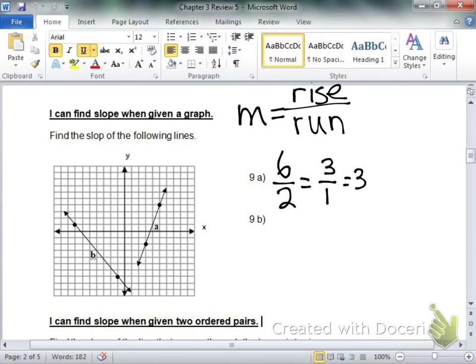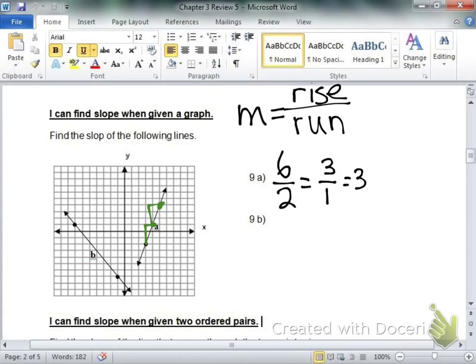Now, it makes sense that this simplifies because check out line A. If you go up 3 and right 1, you're still on the line. Up 3, right 1, you're still on the line. So that's why it's simplified. You don't have to go up all the way 6 points to go over 2 points. You could just go up 3 and right 1 and you're still on the line.